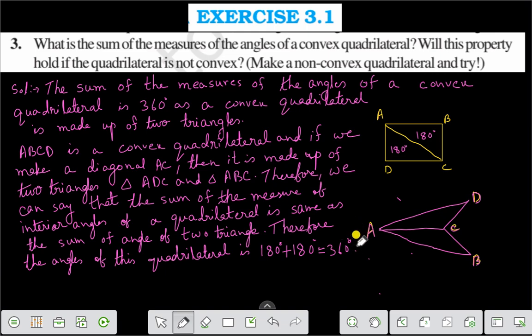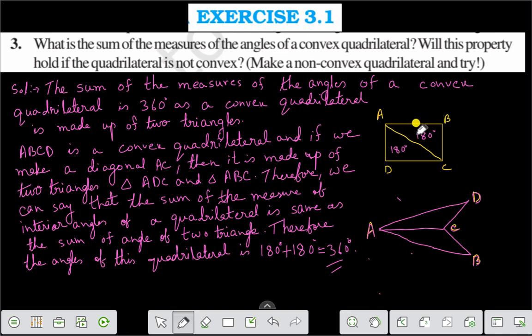Right? Therefore here we find that the sum of the measures of the angles of a quadrilateral is 360 degree as the quadrilateral can be divided into two triangles and you know that the sum of the angles of a triangle is 180 degree. Therefore here are two triangles, one is ADC and another is ABC. Therefore the sum of the angles of this quadrilateral is 180 degree plus 180 degree, that is 360 degree. We have found here in the case of convex quadrilateral.